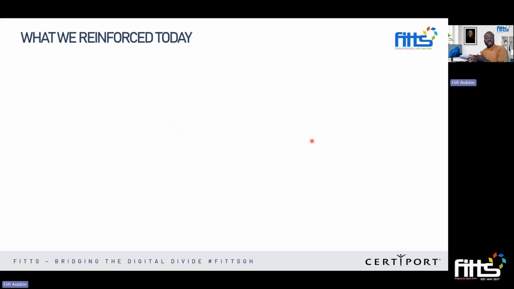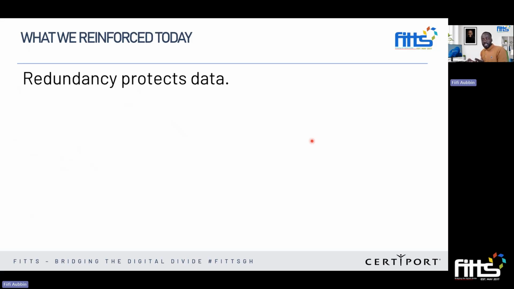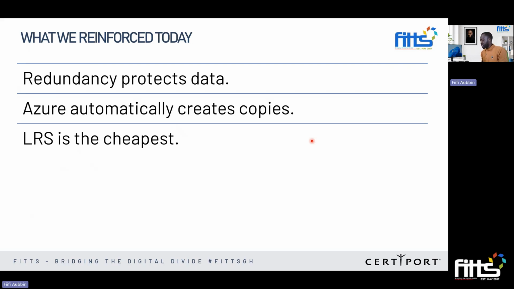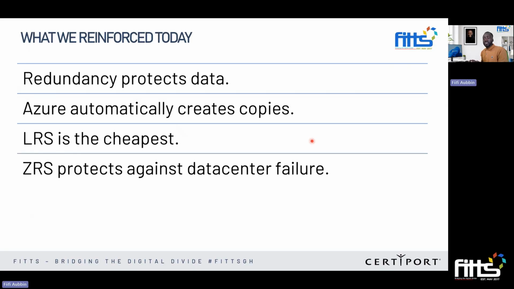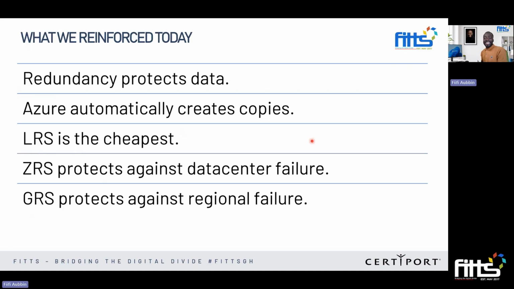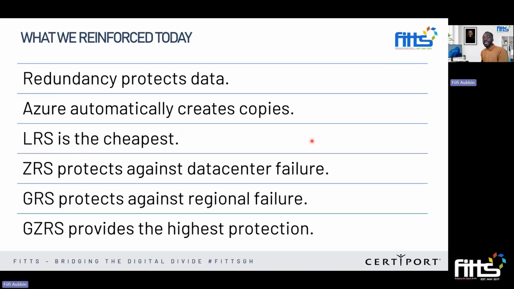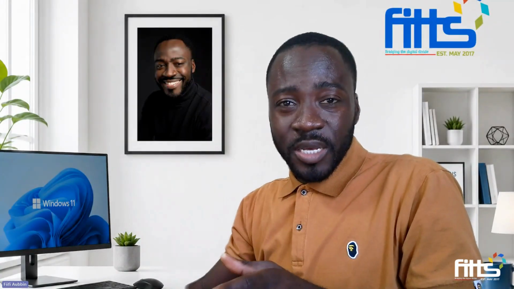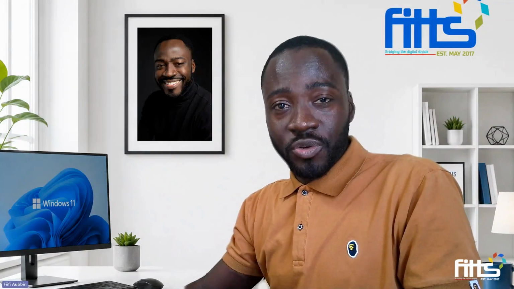So what have we reinforced today? Redundancy, we know, protects data, and Azure automatically creates copies. LRS is the cheapest option. ZRS protects against data center failure. GRS protects against regional failure. And GZRS provides the highest protection. So you cannot get it wrong with this simple explanation. It's all about understanding the concepts and applying them to the work that you do.